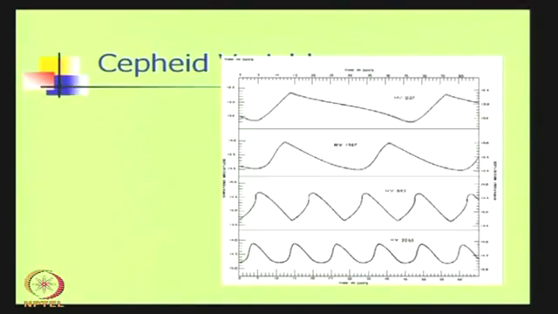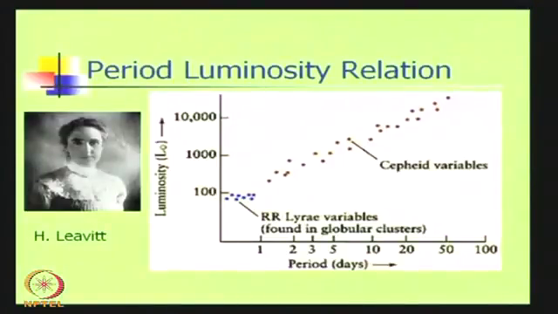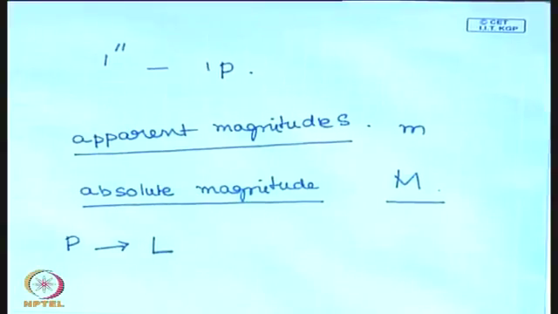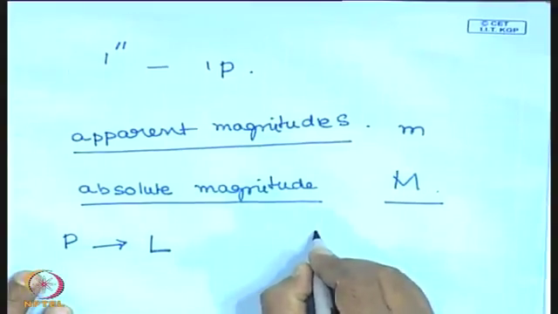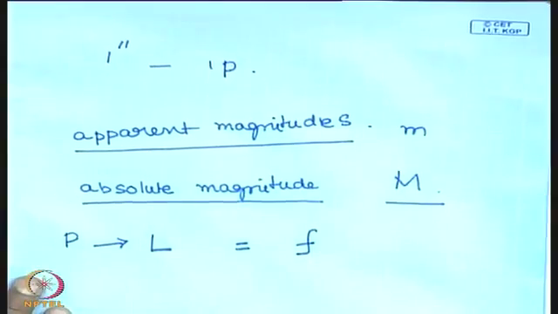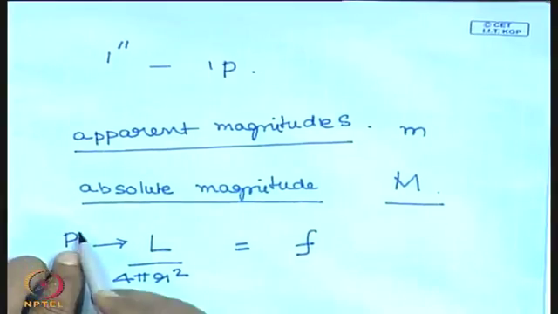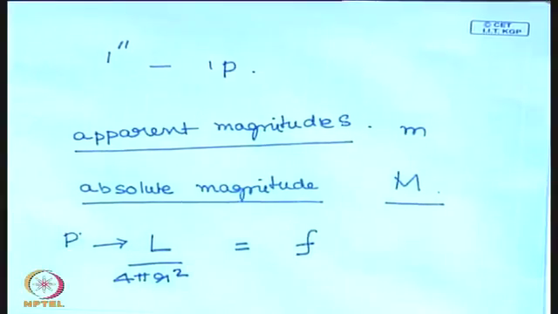Now once you know the period of the star, from the period luminosity relation you can get the luminosity. And sitting on earth you can also measure the flux. Flux is the amount of radiation, the power per unit area, that you receive, and these two we know are related to luminosity by 4 pi r square. So if you can measure the period and the flux, which you can measure from earth, you can then determine the distance to the star.